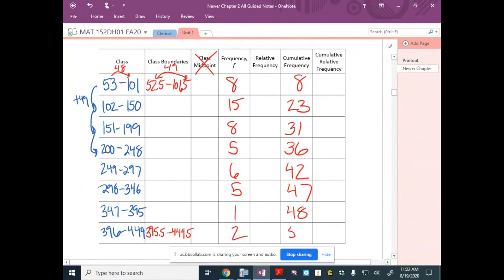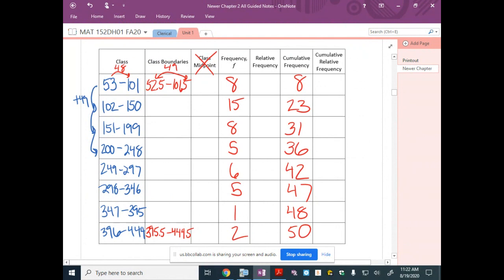And here's the thing. You could have a group with nothing in it. That's okay. Don't freak out about it.